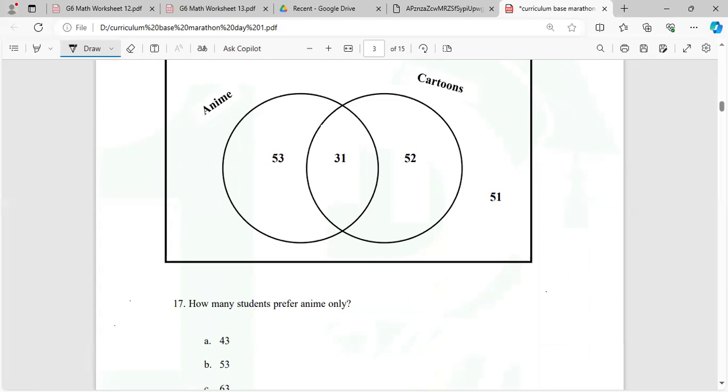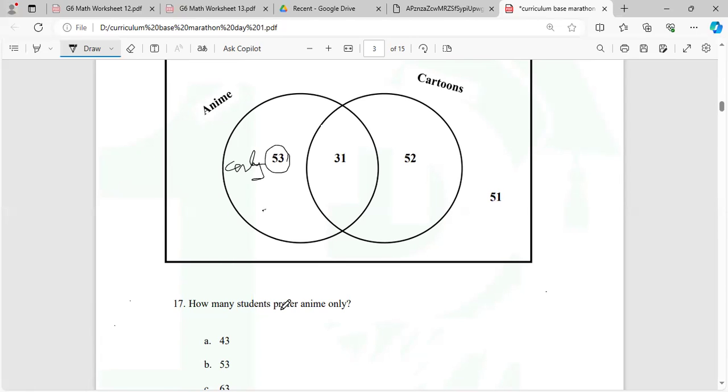How many students prefer anime only? 53. Yeah. So guys, 53. Those who were not a part of the class, only would come here, right? So sir, are you saying if it doesn't have only you have to add 53 and 31? Well, if they say how many persons prefer anime in total, then yes. Can I explain it, please? You want to explain it? Yes, sir. All right, go ahead.